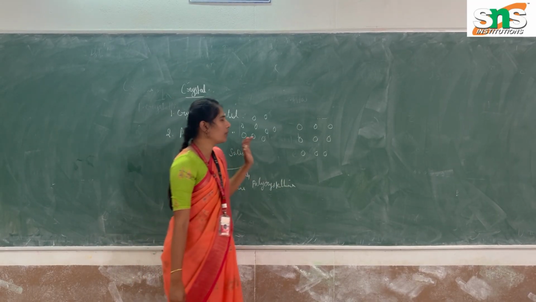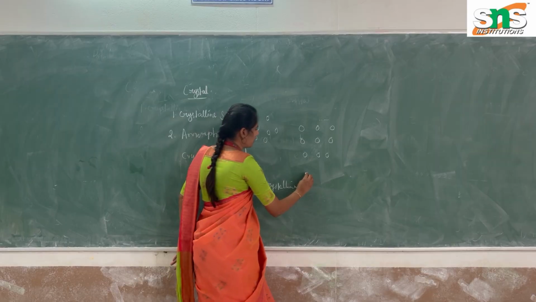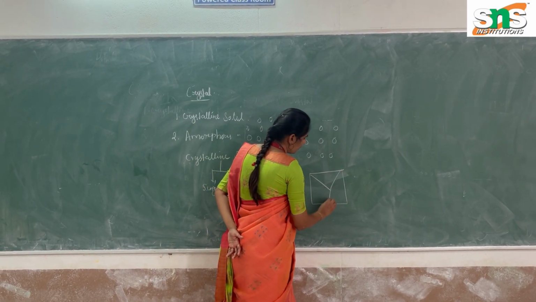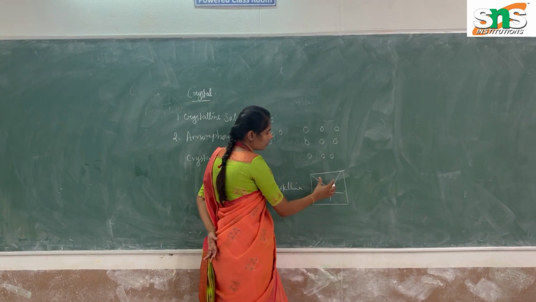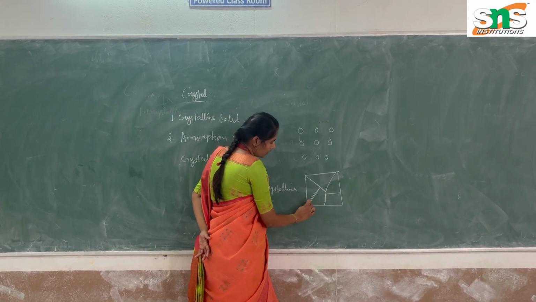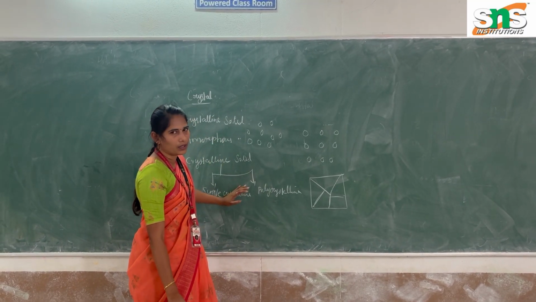Single crystal is nothing but there is no subdivision inside the crystal, and polycrystalline is called so because there are several subdivisions inside the crystal unit. This is called one domain. These are the differentiation of crystalline solids, polycrystalline and single crystalline.